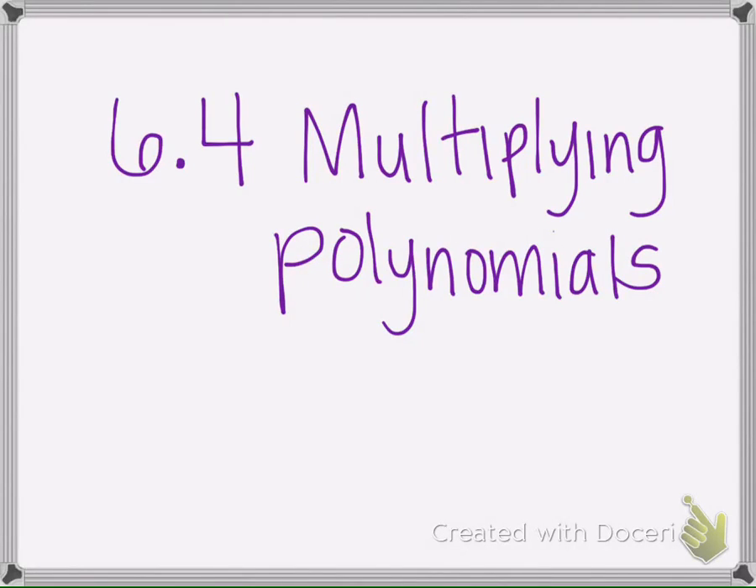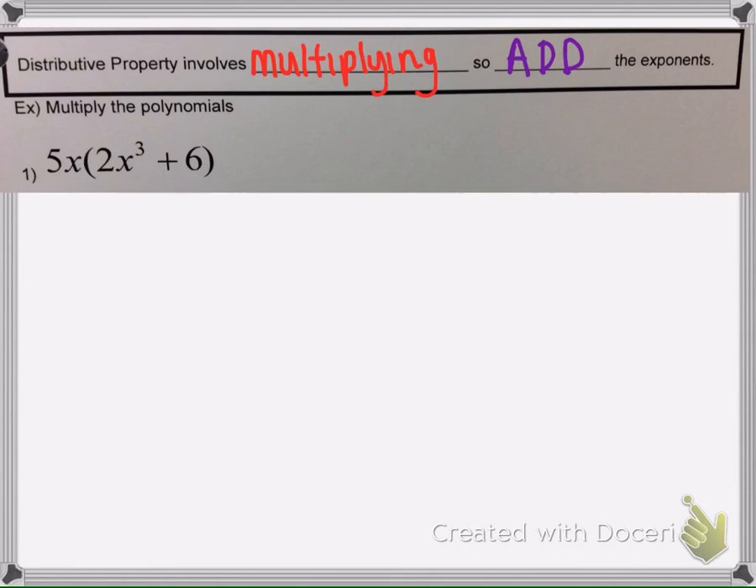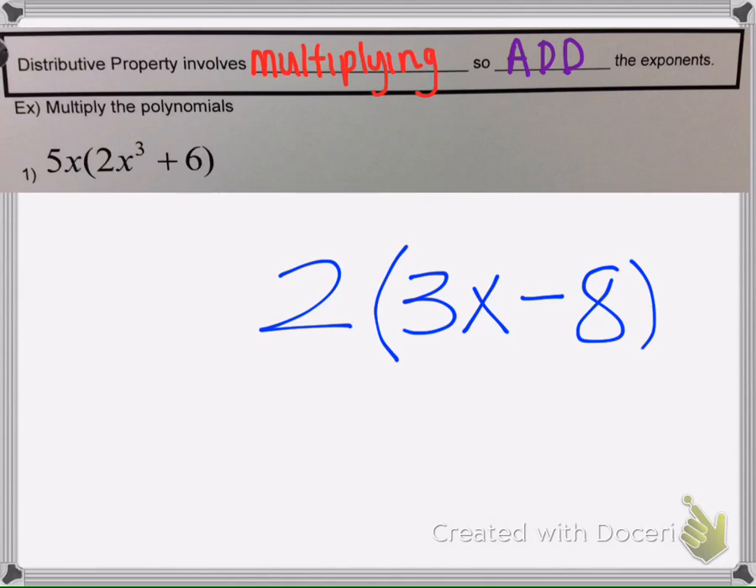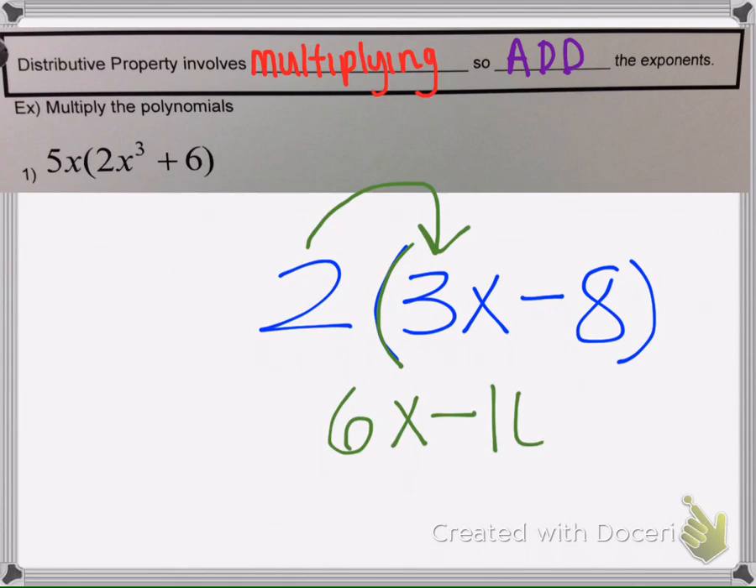This video will help you with multiplying polynomials. The first thing we're going to look at is the distributive property. We know that when we are simplifying a problem like this, if there is a number in front of the parenthesis, we take this number and distribute it by multiplying. So we would have 6x minus 16.